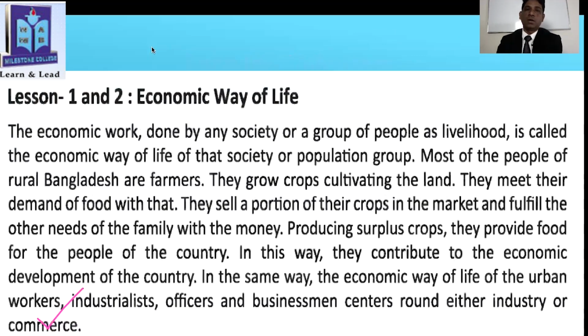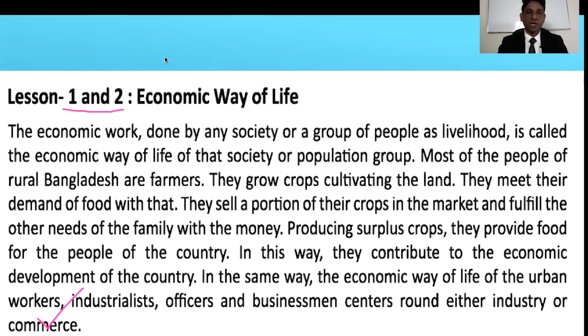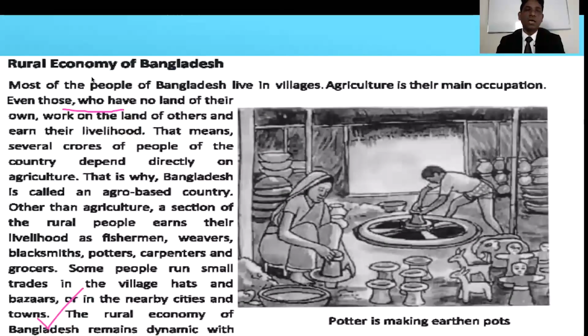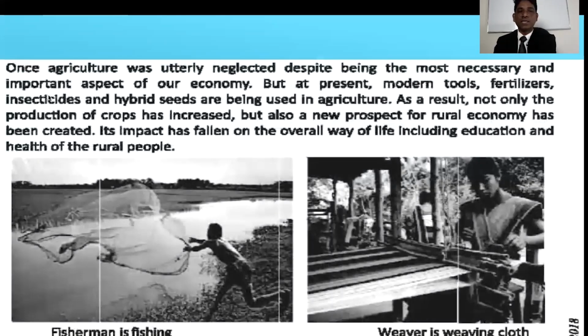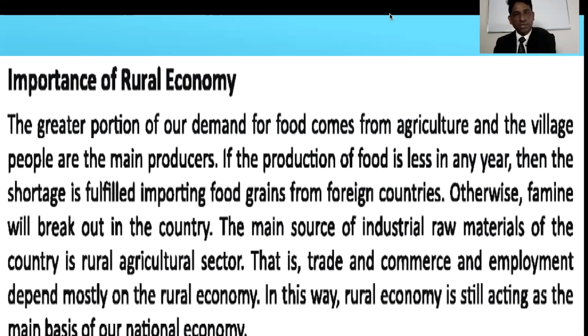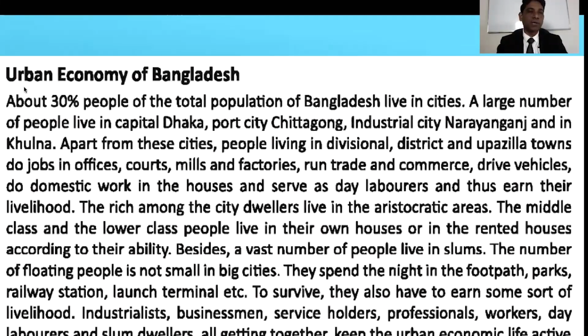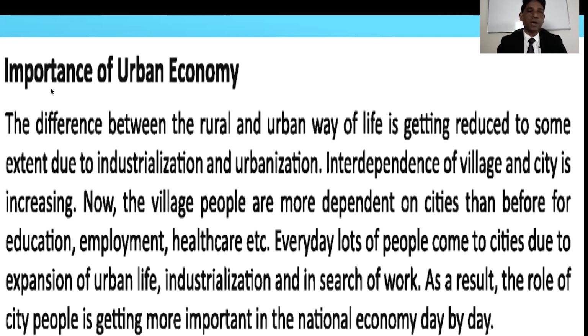Okay, now here students, you can see your book. This is your main book. Here you can see lesson 1 and 2. Today I will discuss lesson 1 and 2, economic way of life. I will discuss the main points from here. Here also you can see your book, Rural Economy of Bangladesh. And you can see another page here. A fisherman is catching fish and a woman is weaving clothes, right? Now, here you can see the importance of rural economy. This is another page of your book. And here you can see urban economy of Bangladesh. Look, importance of urban economy.